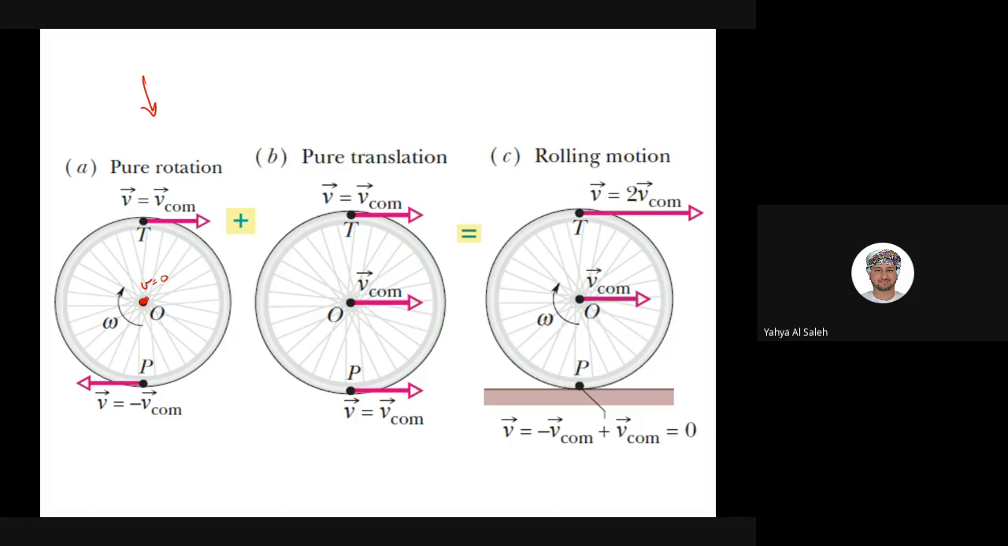Let's look at pure translation. Everything's moving in the same direction with the same velocity, VCOM. But when we have both of them together and rolling, let's add them up. At the top, we have 2 VCOM. At the middle, we have VCOM. And at the bottom, we have 0. Which is really, really weird. I'm saying that one object, one wheel, has 3 different velocities.